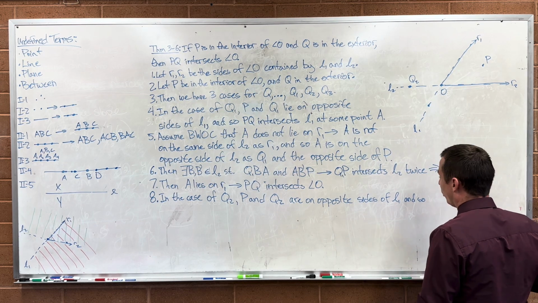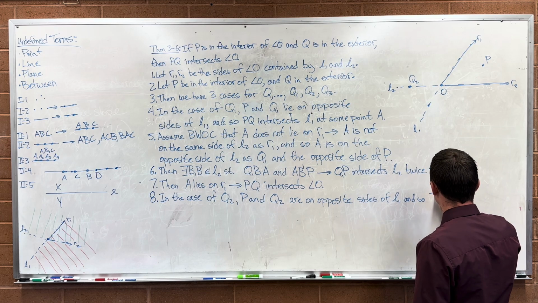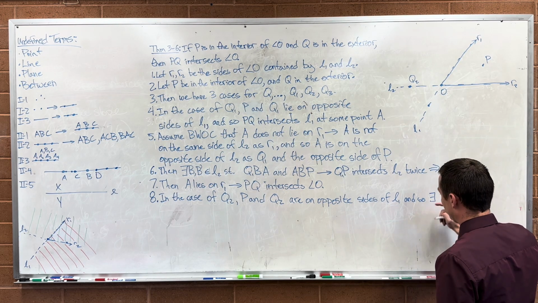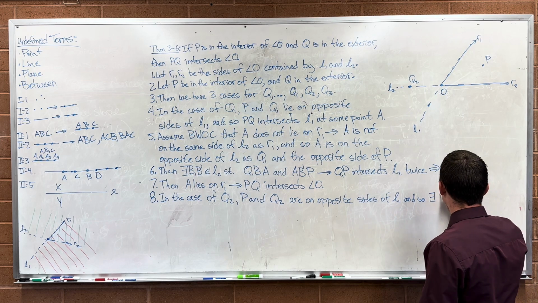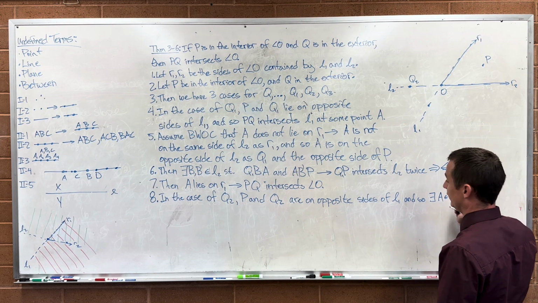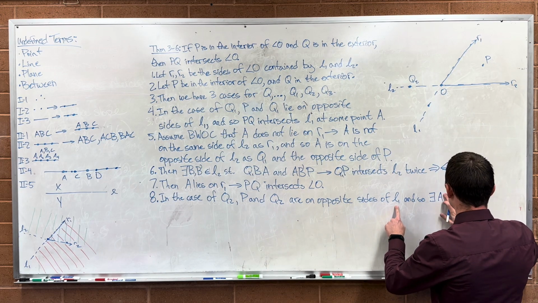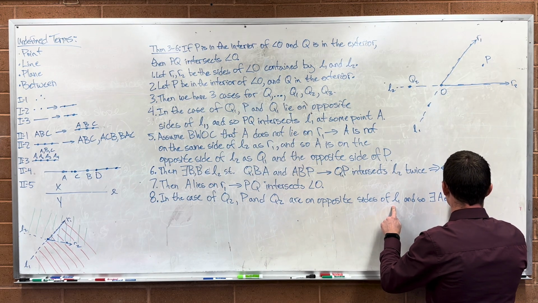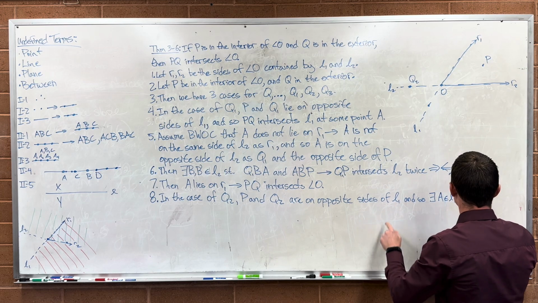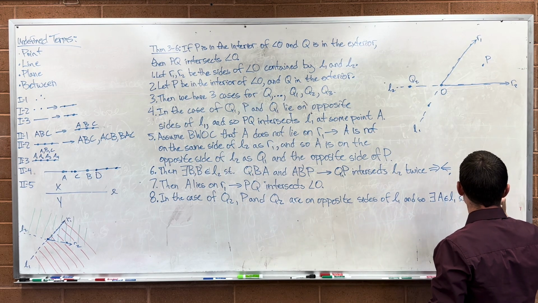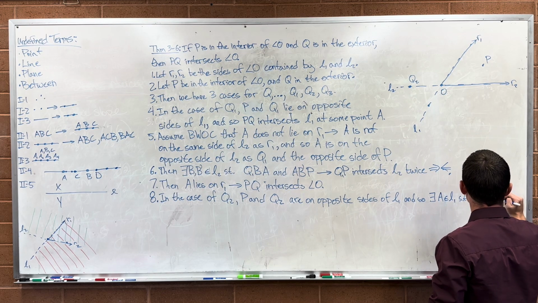And so there exists a point on L1 between them. And so there exists, what did we call the point before? Is that what we used A for? And so there exists A in, which line are we talking about? Opposite sides of L1. So there exists A in L1 such that A is between them. So such that Q2, A, P.